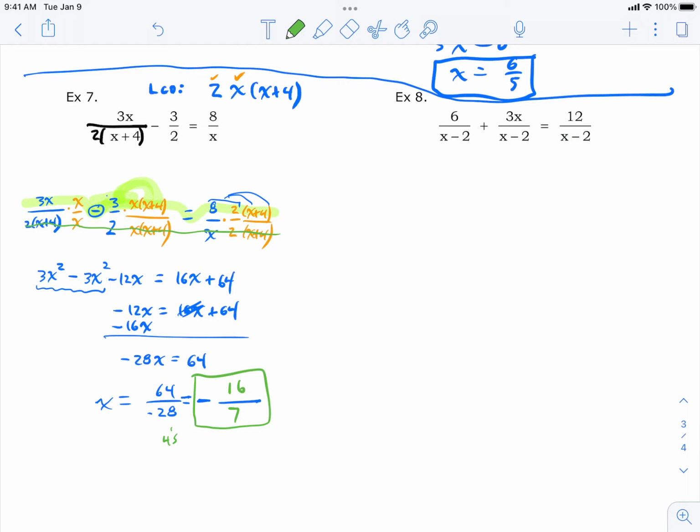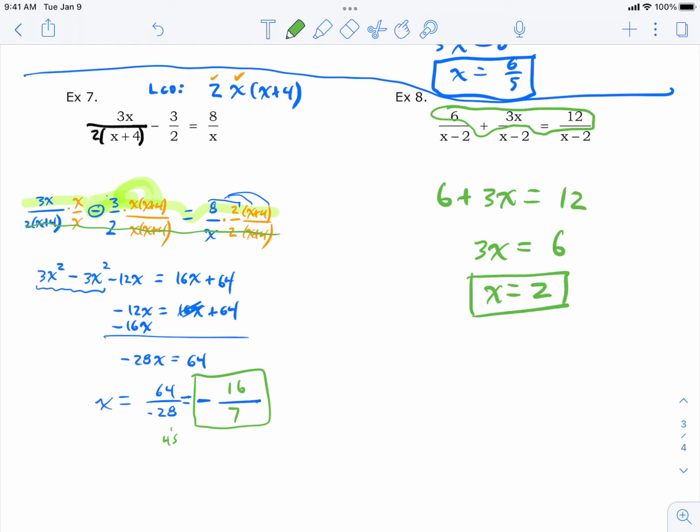And read across the top: 6 plus 3x equals 12. That's all that's left up here. 6 plus 3x equals 12. Cool. So I guess this won't take too long. Subtract 6 on both sides, and then divide both sides by 3. And I'm getting x equals 2.